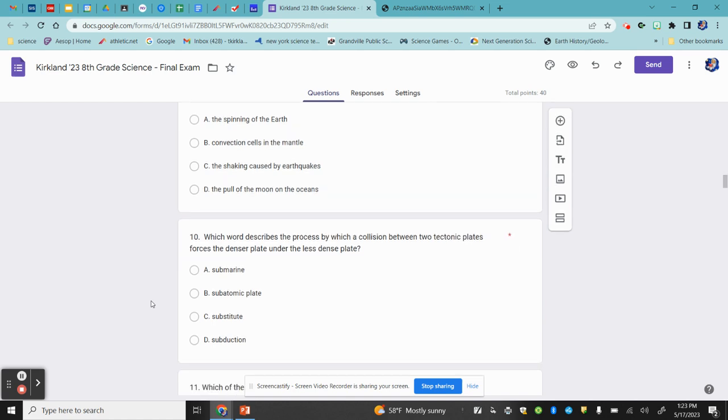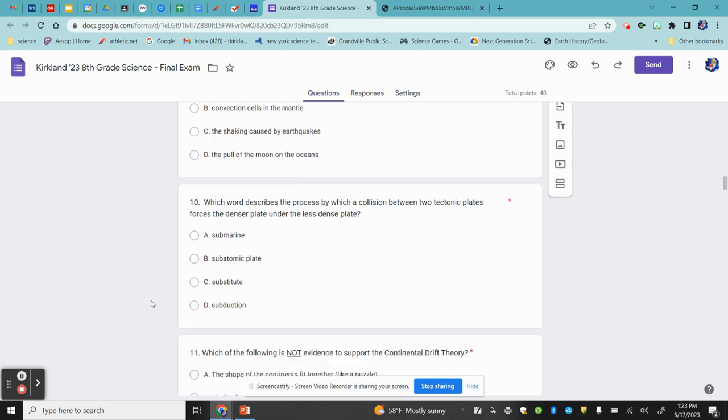10, which word describes the process by which a collision between two tectonic plates forces the denser plate under the less dense plate? A, submarine. B, subatomic plate. C, substitute. D, subduction.